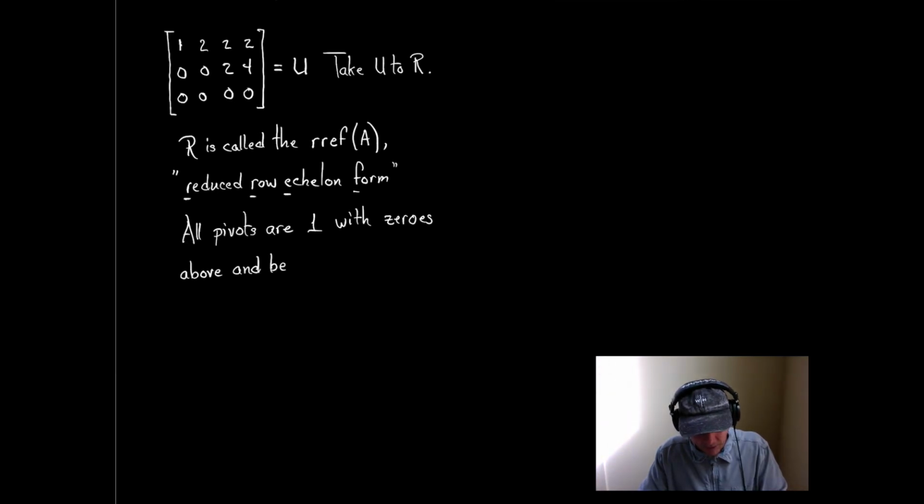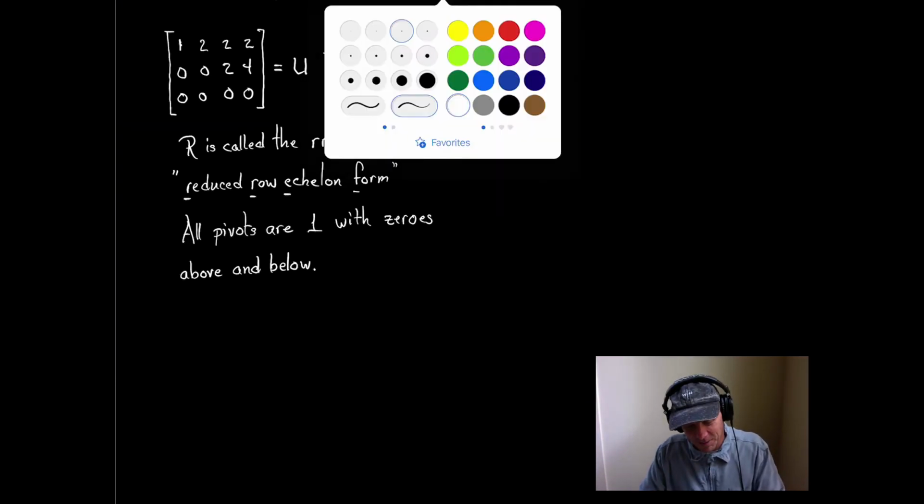Well, obviously we've been working on below. We've already done that, but now we're also going to have zeros above the pivot. So I should have maybe changed the order, below and above, but it makes sense. Here we go. So what are we going to do to U to accomplish this?